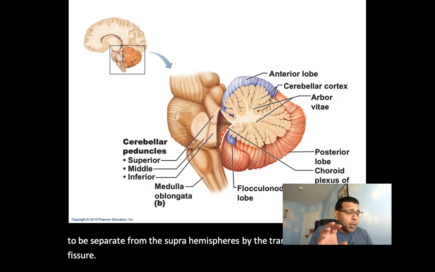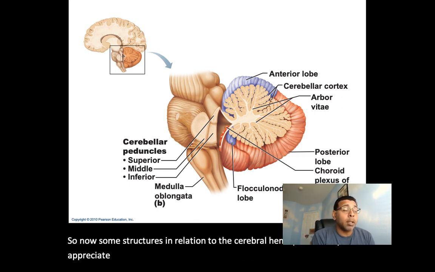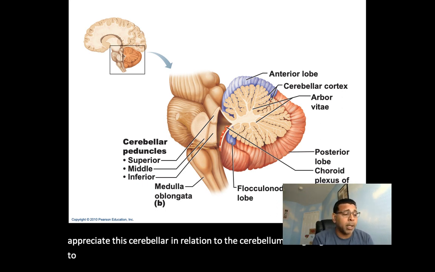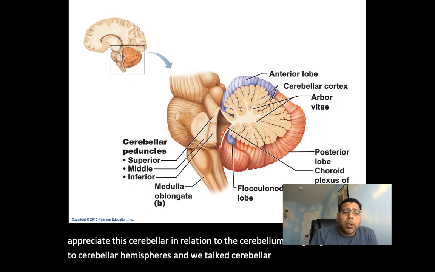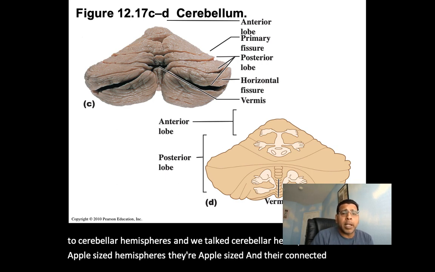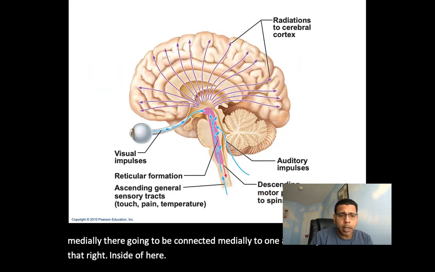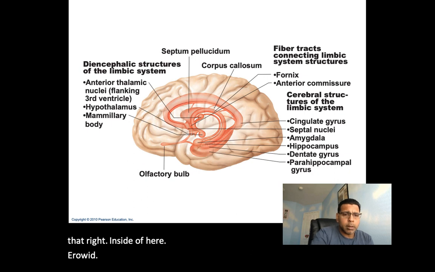So now some structures in relation to the cerebellum. First, you have the cerebellar hemispheres. They're apple-sized hemispheres, and they're connected medially to one another. You can see that right inside of here, where my arrow went.